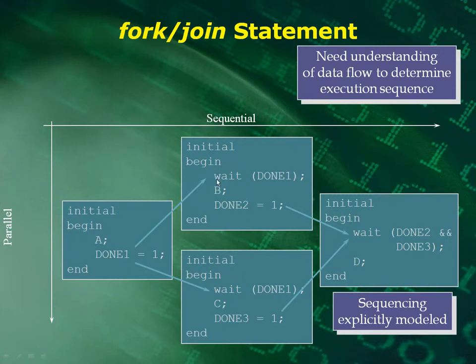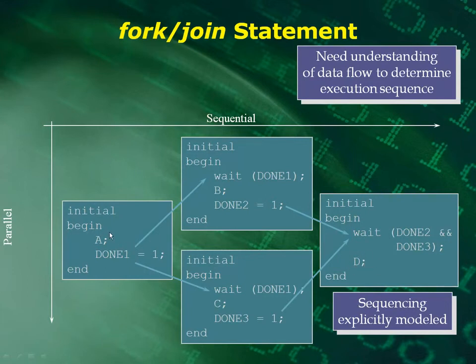So what we've done here is, in this block we wait until done 1 is true, and in this block it also waits till done 1 is true. So both of these are sitting waiting for this block to set this flag, and then both of these will execute in parallel, and for each of these blocks we've set a done 2 and a done 3. This block is going to wait until both done 2 and done 3 are done before it executes some statements. We'll call those statements D.